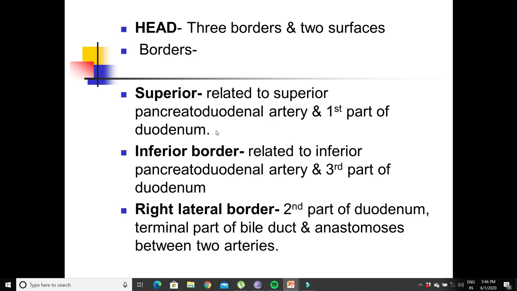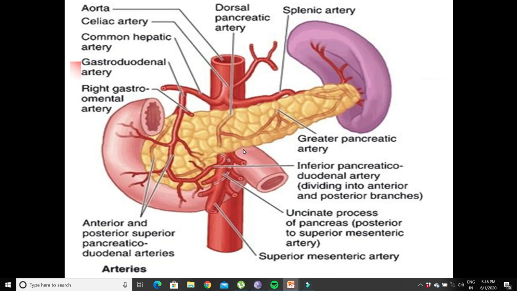While the inferior border is related to the inferior pancreatico-duodenal artery and the third part of the duodenum, the right lateral border is related to the second part of the duodenum, the terminal part of the bile duct and the anastomosis between these 2 arteries. These 2 arteries are the superior and inferior pancreatico-duodenal arteries. It's easy to remember, just see this diagram.